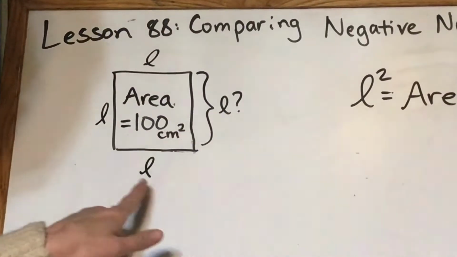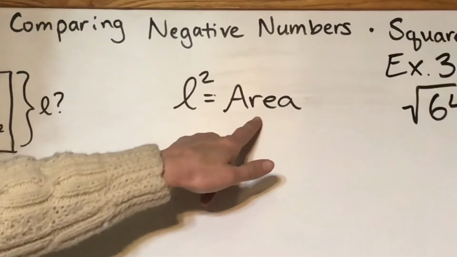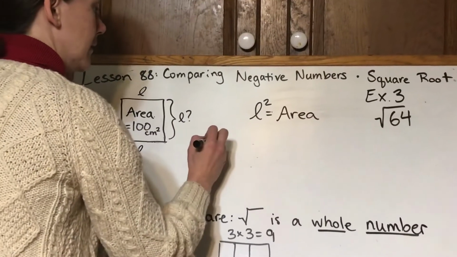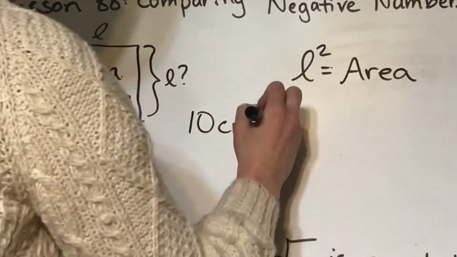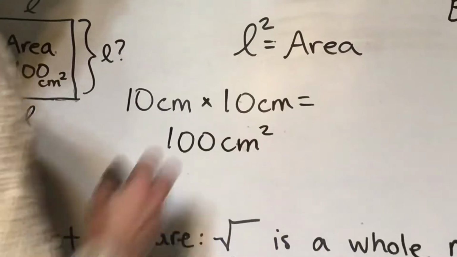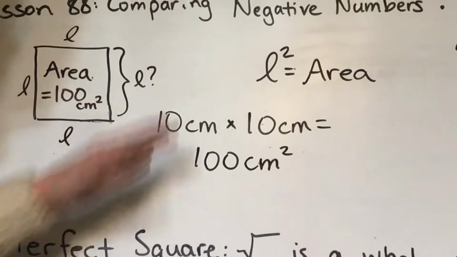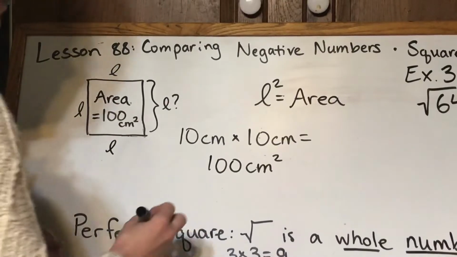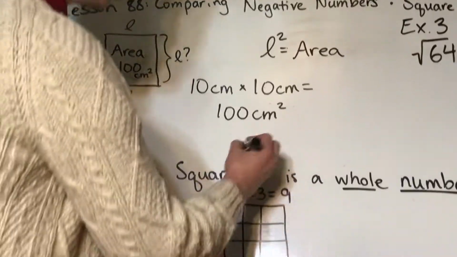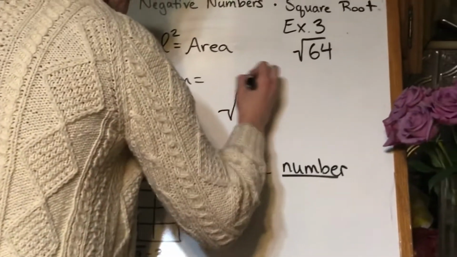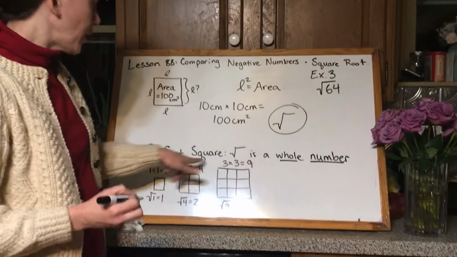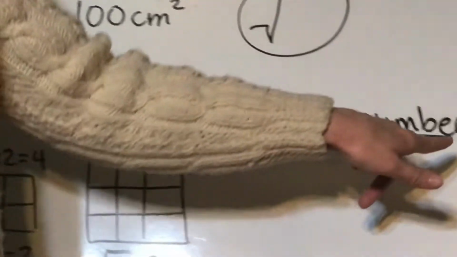So if I take L times L, or L squared, I'm going to find the area. Well, this should be an easy one to do in your head. You know that L should be 10 centimeters, because 10 centimeters times 10 centimeters would give us that area, 100 square centimeters. Okay, so this is square root. This is what we do when we're looking at a square root. A perfect square, and by the way, this symbol right here is what we would use for square root. A perfect square is where the square root is a whole number.